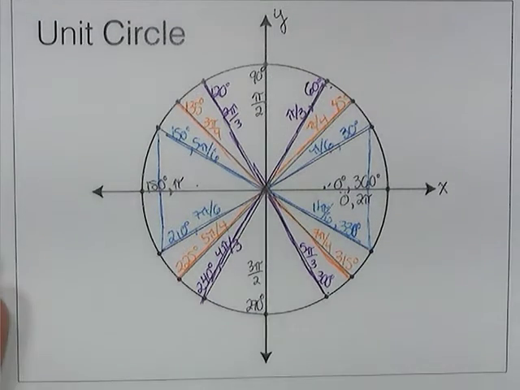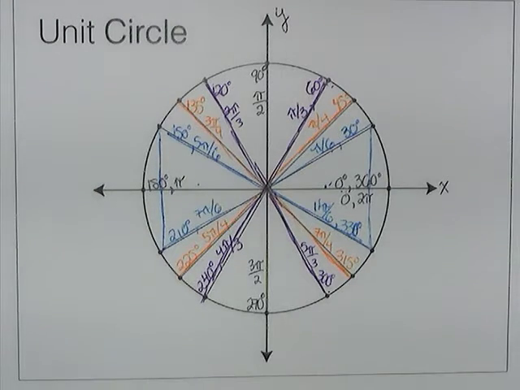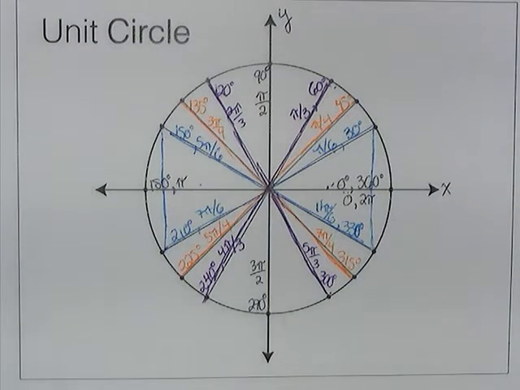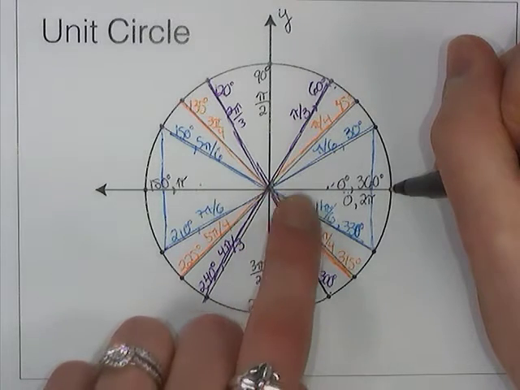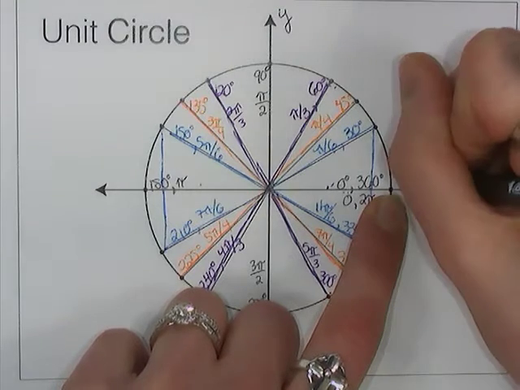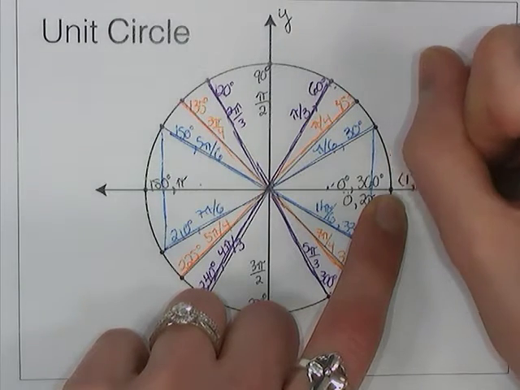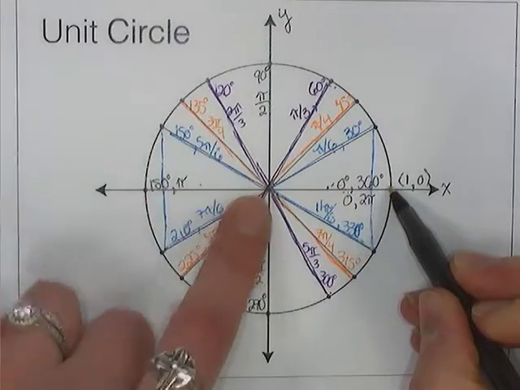Next thing we're going to try to figure out are the coordinates of all these angles going around. So again, this is the unit circle, so it means that the radius is 1. So if we start here, all we've done is move the radius in the x direction. So this is really the coordinate point (1, 0). Our x value is 1 and our y value is 0.